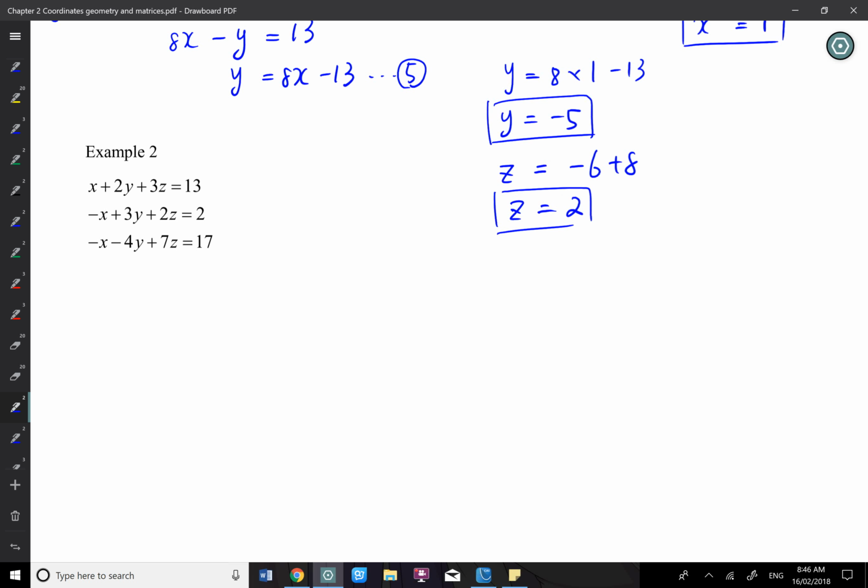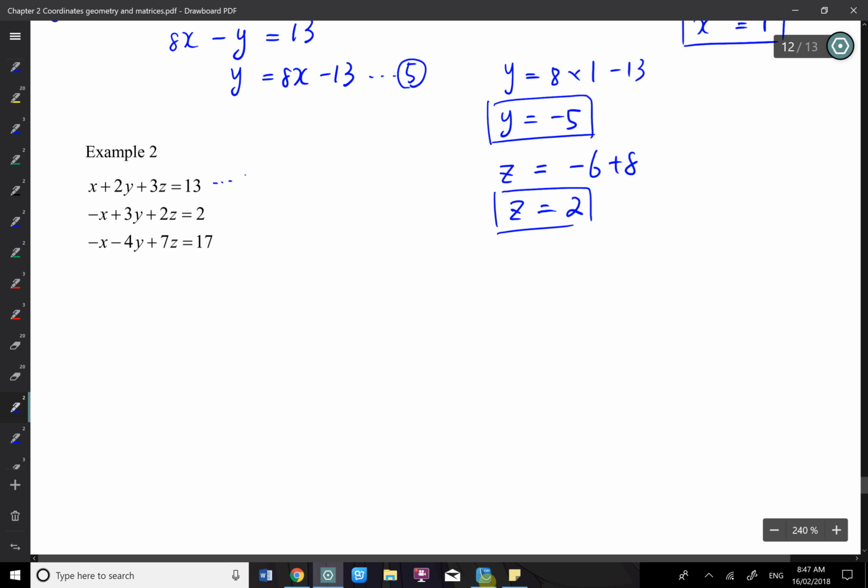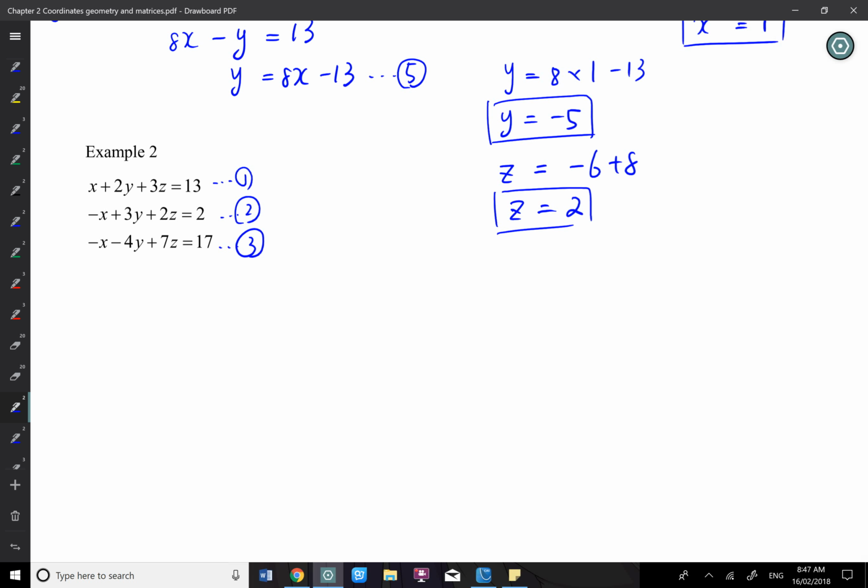For example 2, I would say eliminate x first. It will be much easier to eliminate x. You can use the first 2 equations to eliminate x. Then you can either put y in terms of z or z in terms of y.